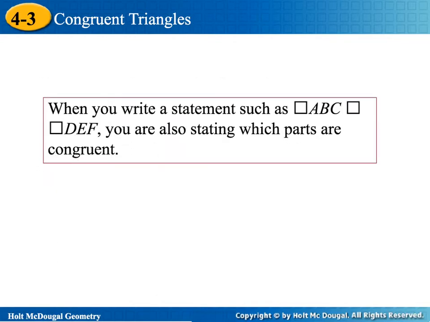Alright, when you write a statement such as triangle ABC is congruent to triangle DEF, you are also stating which parts are congruent. So if I see this on your paper, I'm assuming you're going to say A matches up with D, B matches up with E, and C matches up with F. So ABC matches up with DEF.